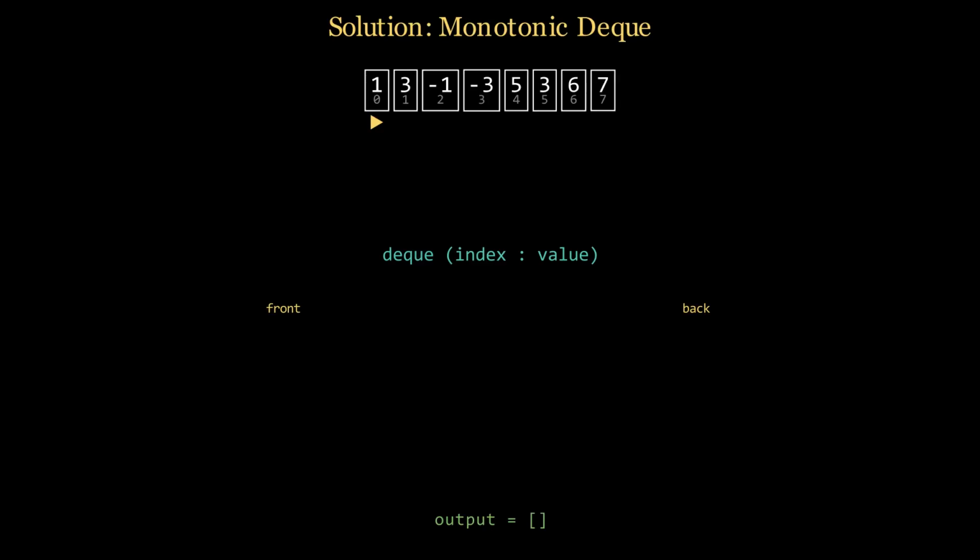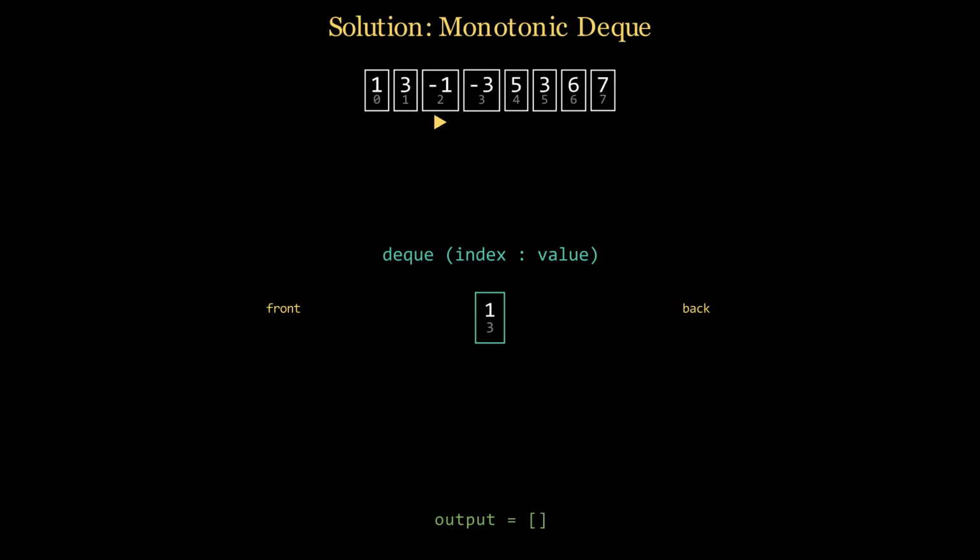Now we process each element of the array. First element, value 1 at index 0. The deque is empty, so we push it to the back of the deque. Second element, value 3 at index 1. Value 3 is greater than 1, so we pop 1 from the back, it can never be the max now. Then we push 3 to the back.